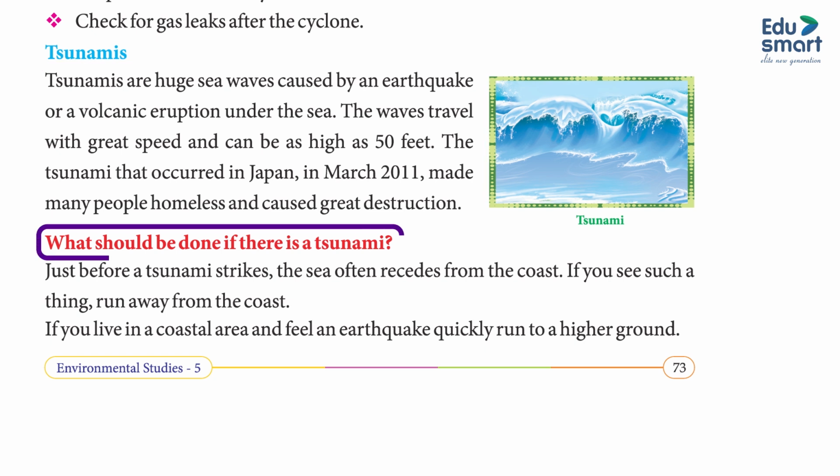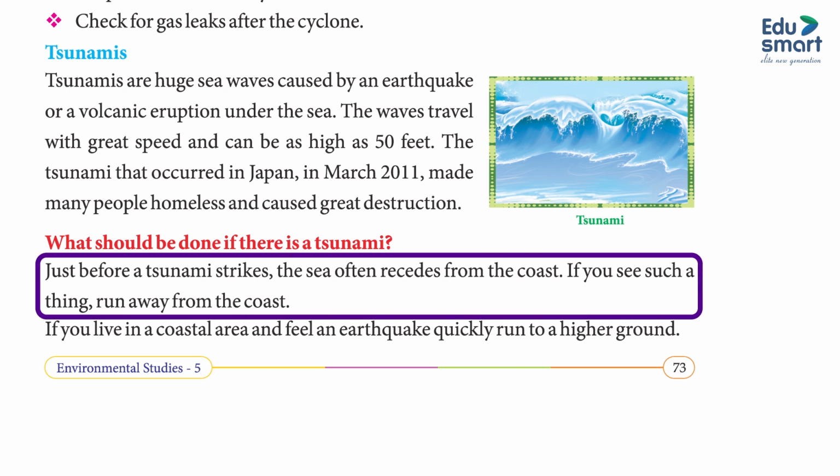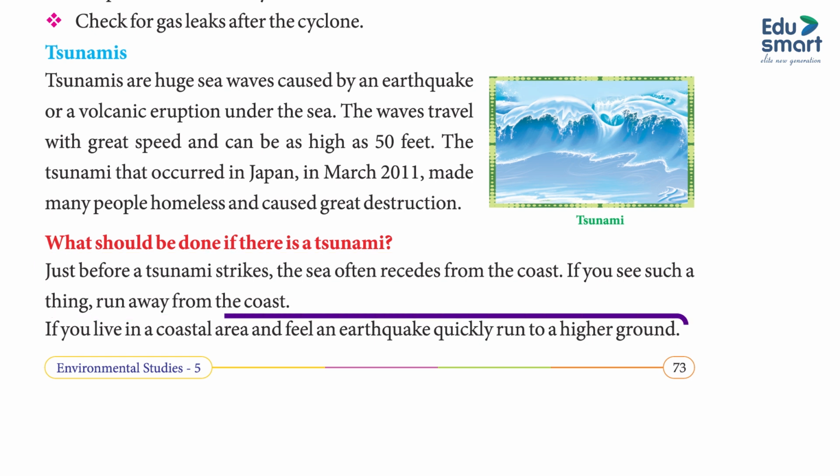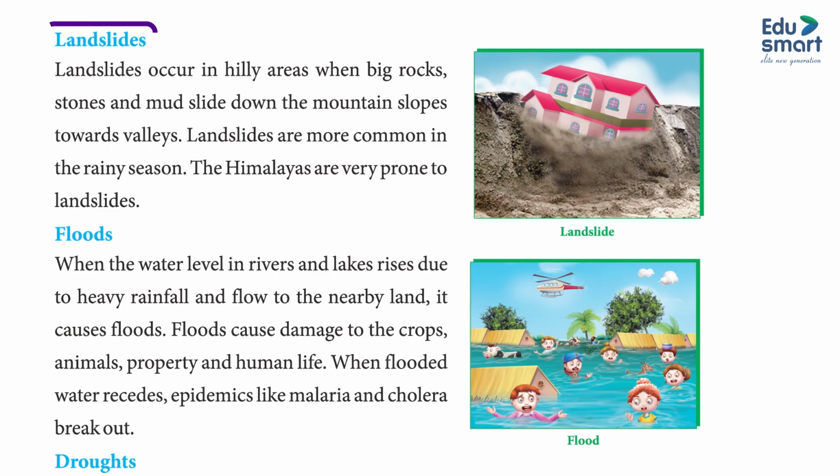What should be done if there is a tsunami? Just before a tsunami strikes, the sea often recedes from the coast. If you see such a thing, run away from the coast. If you live in a coastal area and feel an earthquake, quickly run to higher ground.